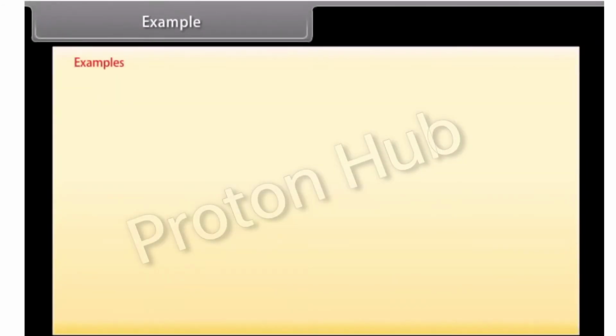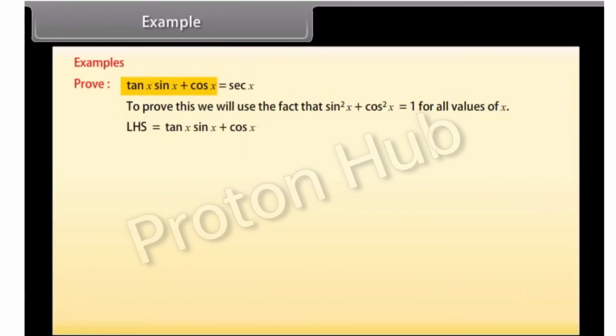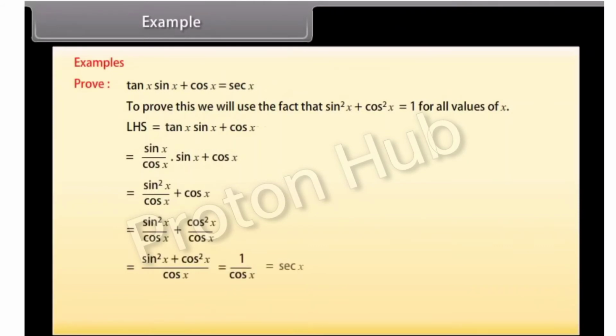Example 1. Let's now solve some examples related to trigonometric identities. Prove that tan x sin x plus cos x is equal to sec x. To prove this, we will use the fact that sin square x plus cos square x is equal to 1 for all values of x. On solving the left-hand side, which is tan x sin x plus cos x, we get sec x, which is equal to the RHS. Hence, tan x sin x plus cos x is equal to sec x.